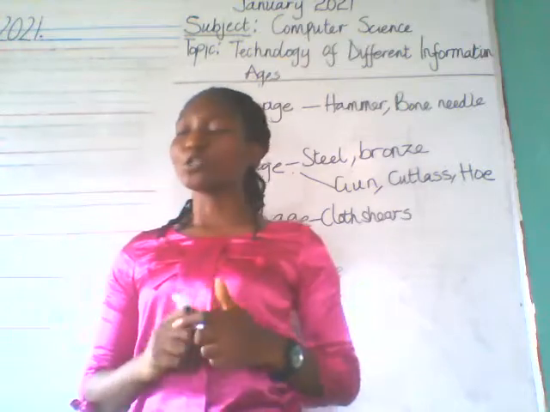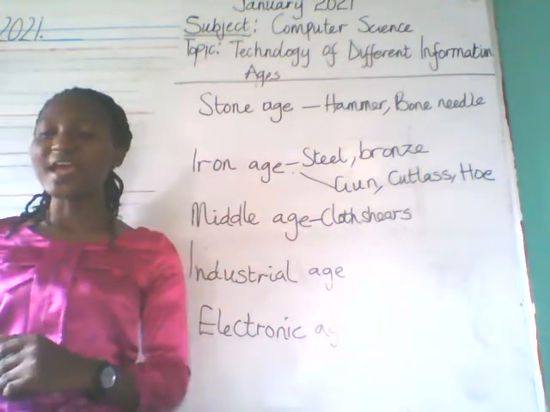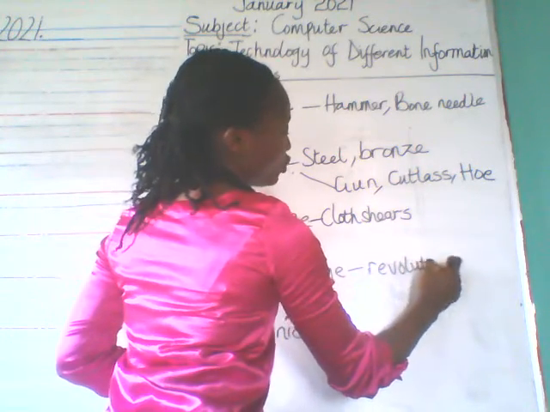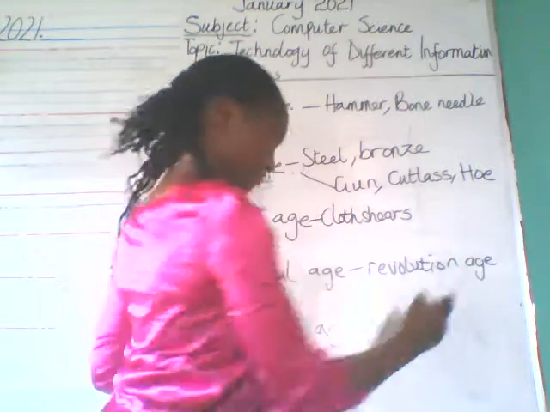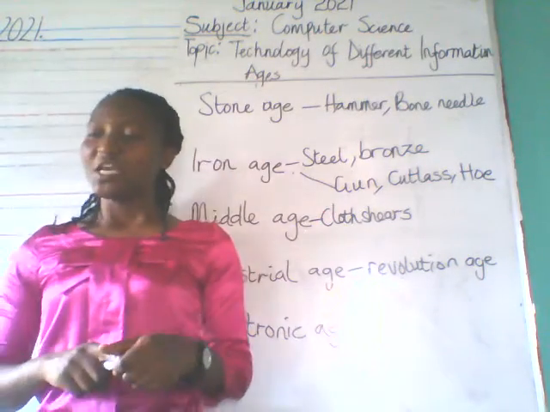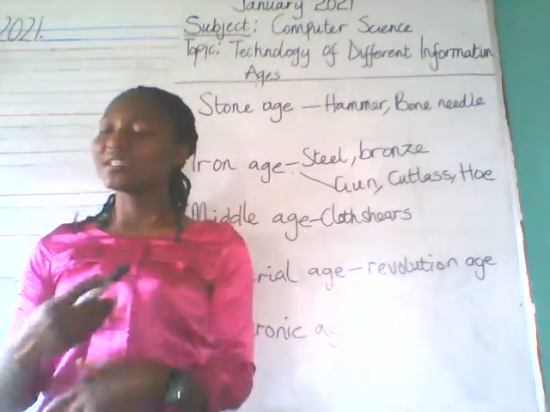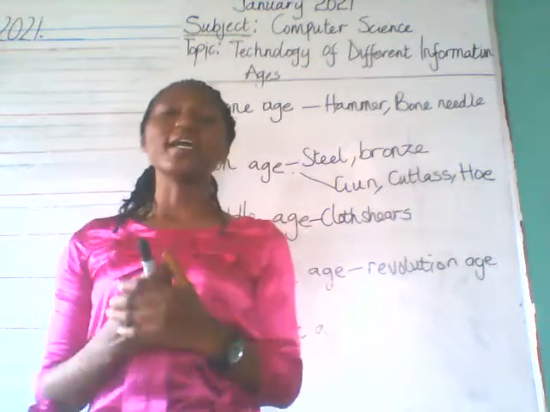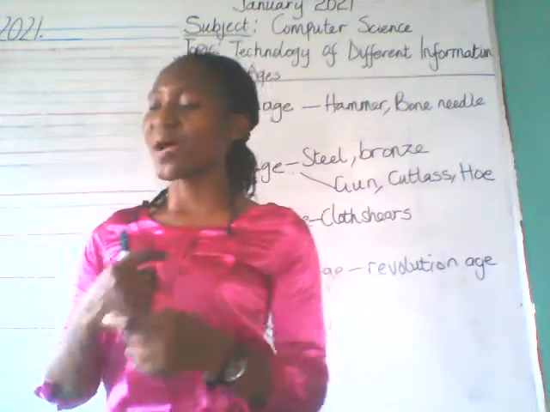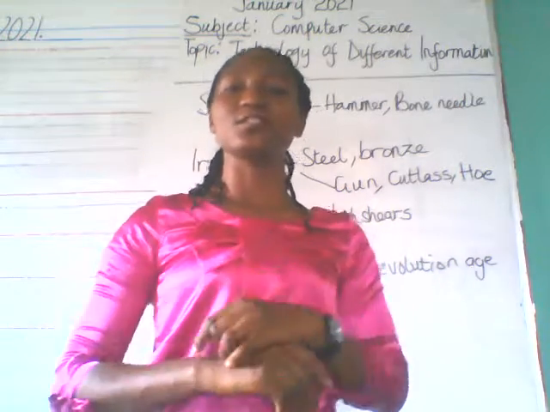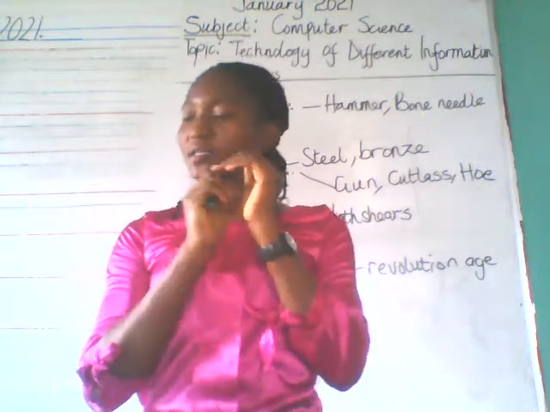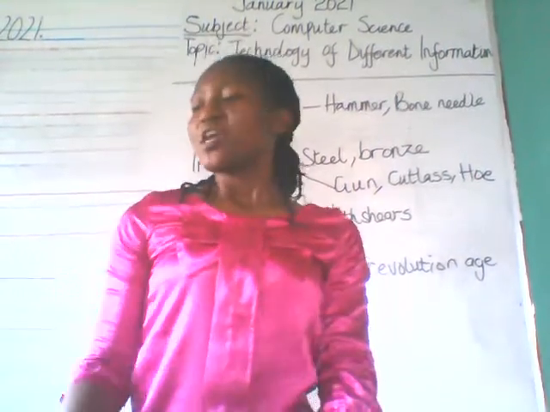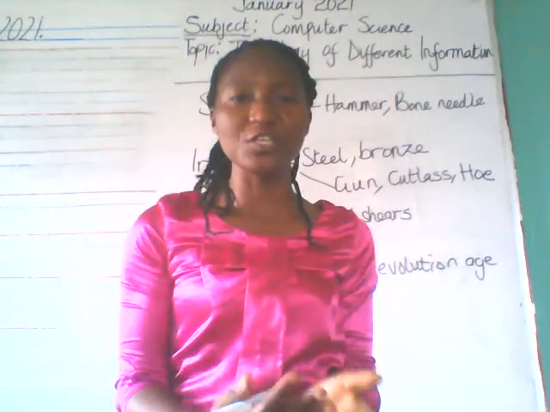Then we have the Industrial Age. The Industrial Age is called the Revolution Age. In this Revolution Age, it led to changes. It led to what? Changes in agriculture, changes in transportation, changes in manufacturing, changes in mining, and every other sector in the globe in this era. In this Industrial Age, it led to revolution, that is changes.